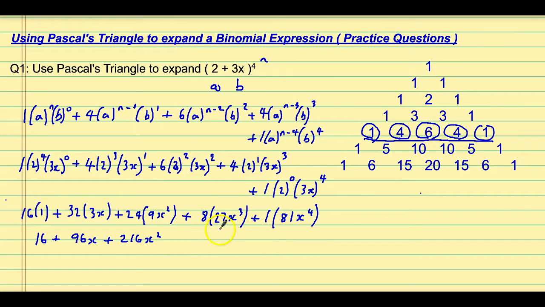Our next term here, 8 times 27. 8 times 27, that also gives us 216. This time it's x cubed. And finally, 1 times 81x to the 4 gives us positive 81x to the 4. Remember, we should have 5 terms. See that from Pascal's triangle. And we've got 5 terms in our expression. So our expansion is complete.